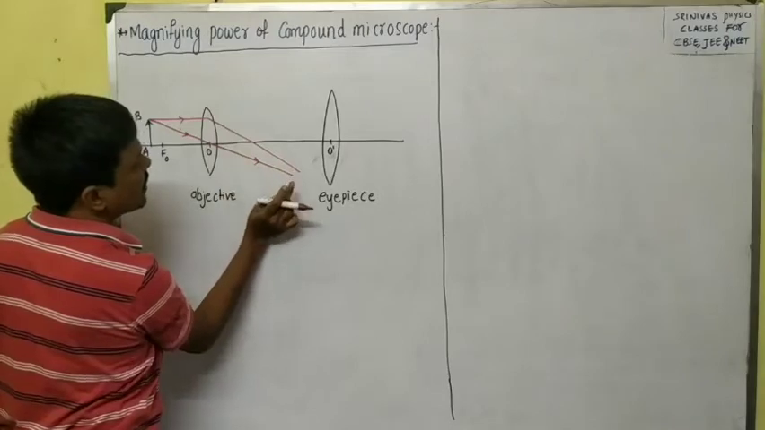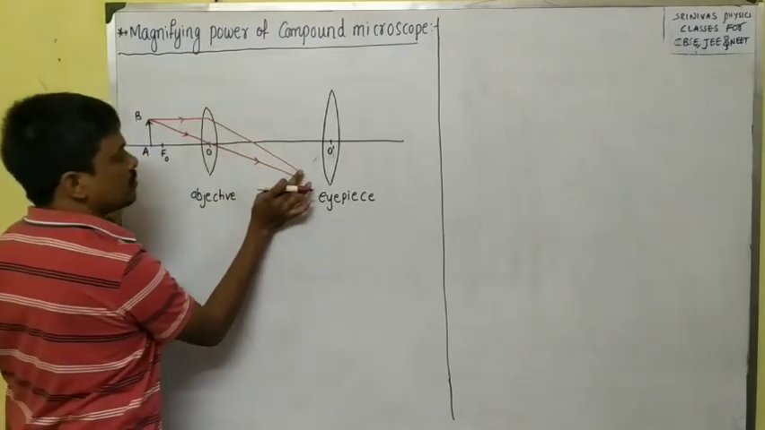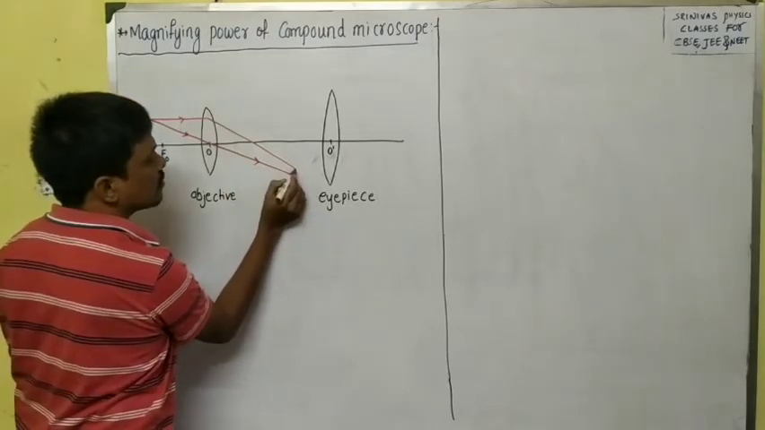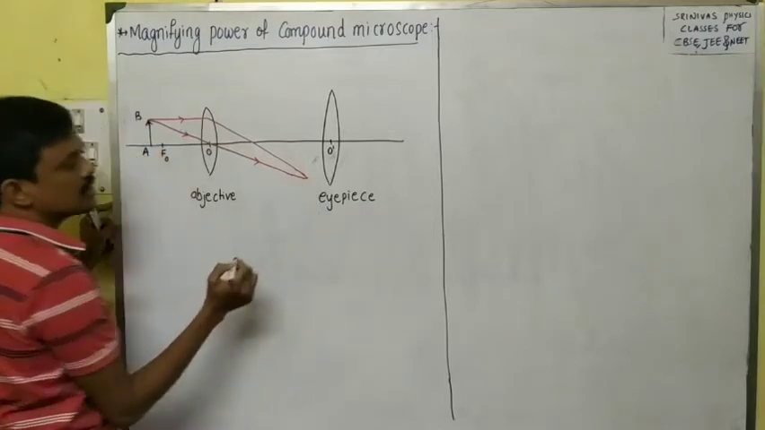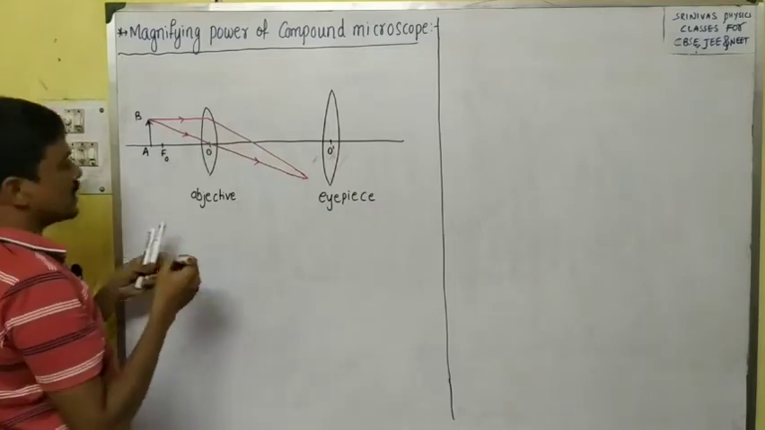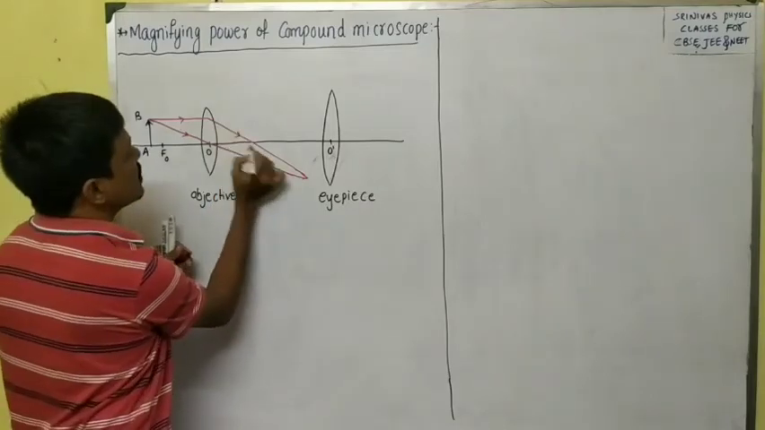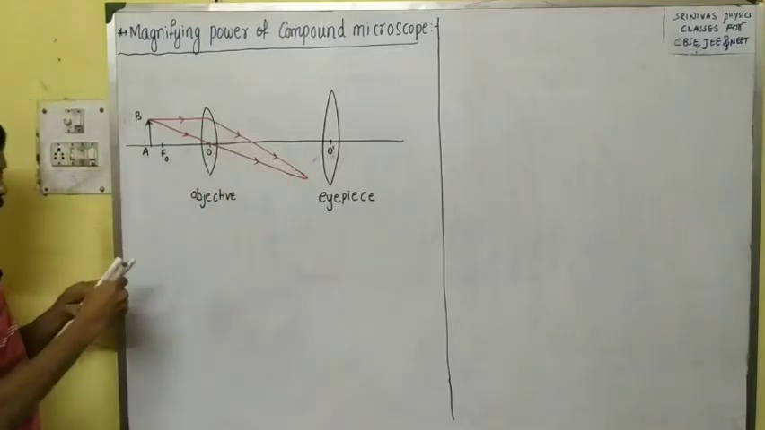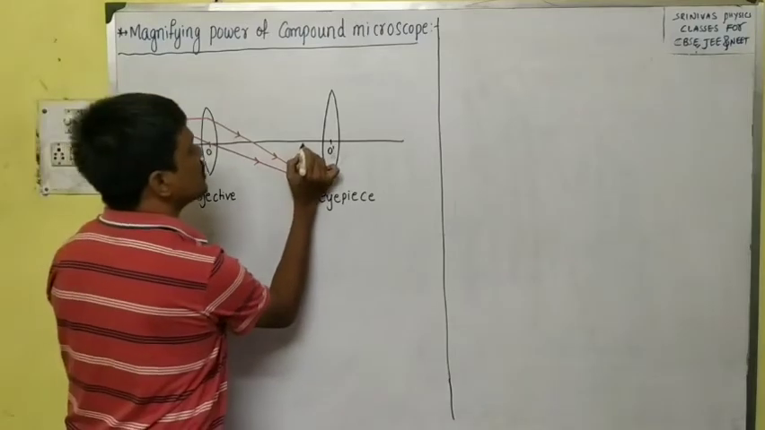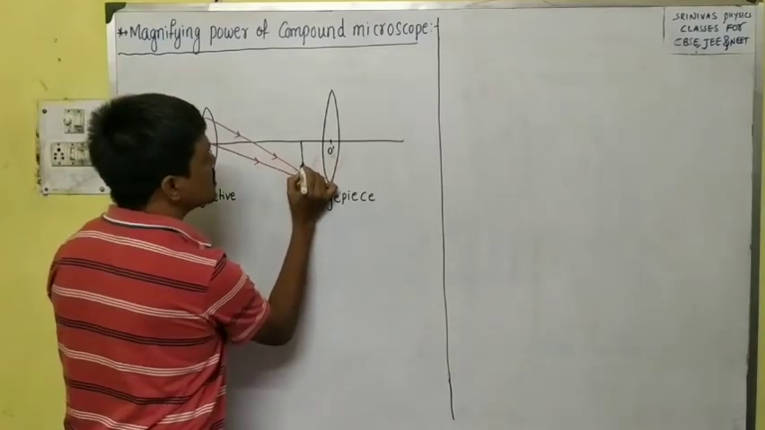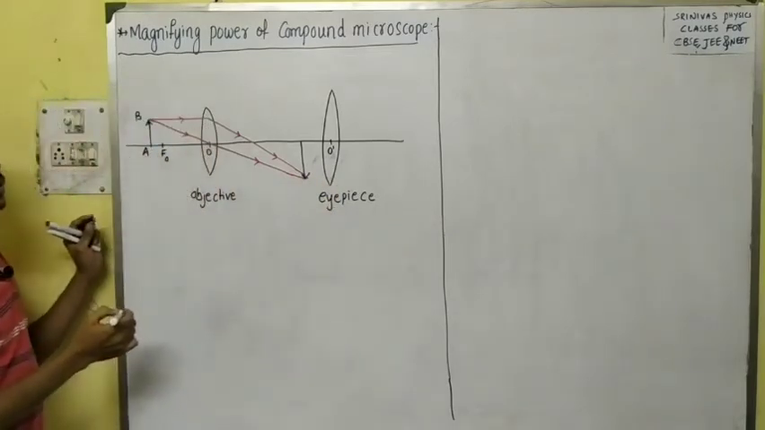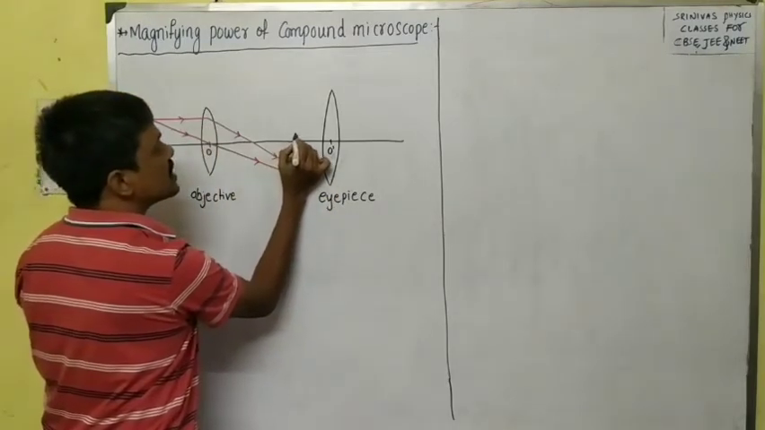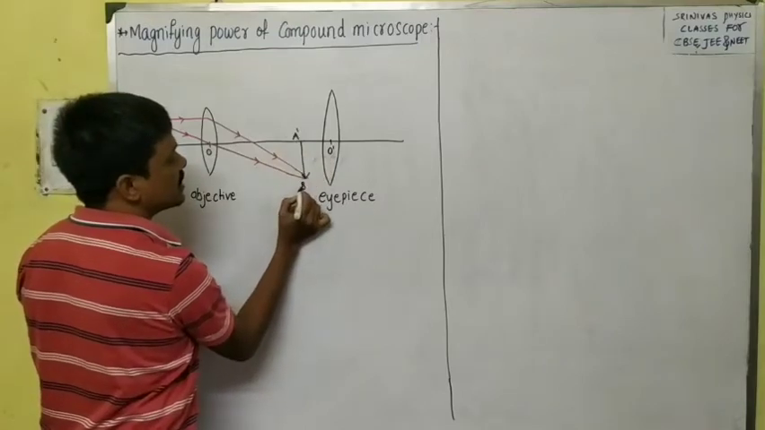And it will meet. These two lines meet at a point, and there the image will be formed. For example, this is an image. And now the image we can consider as A dash and B dash.